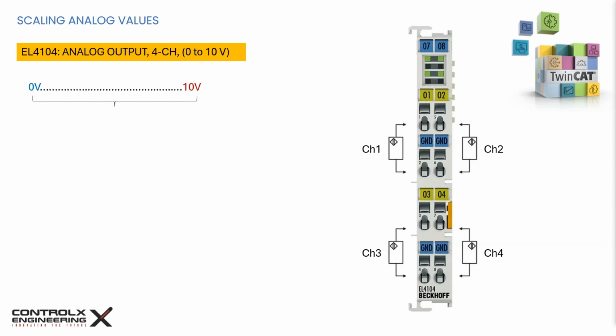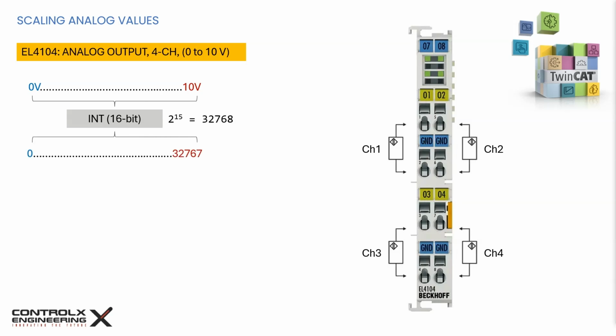The analog output value is represented by the int data type, which has a resolution of 16-bit, including the sign. This means that the effective resolution is 15 bits, and this gives us a total of 32,768 data points. Effectively, 0 volt is represented by integer value of 0, and 10 volts is represented by integer value of 32,767. Any output voltage in this range can thus be generated by applying the appropriate integer value to the linked variable.